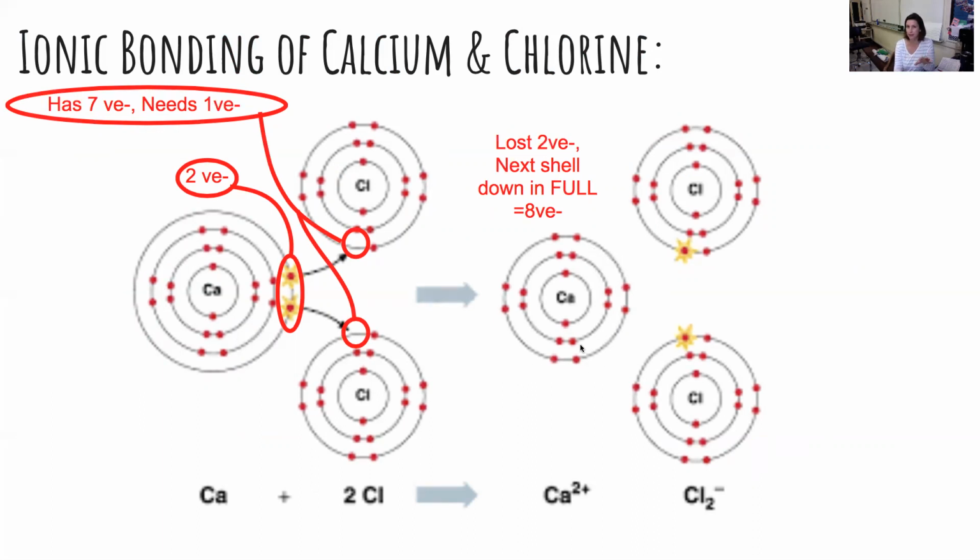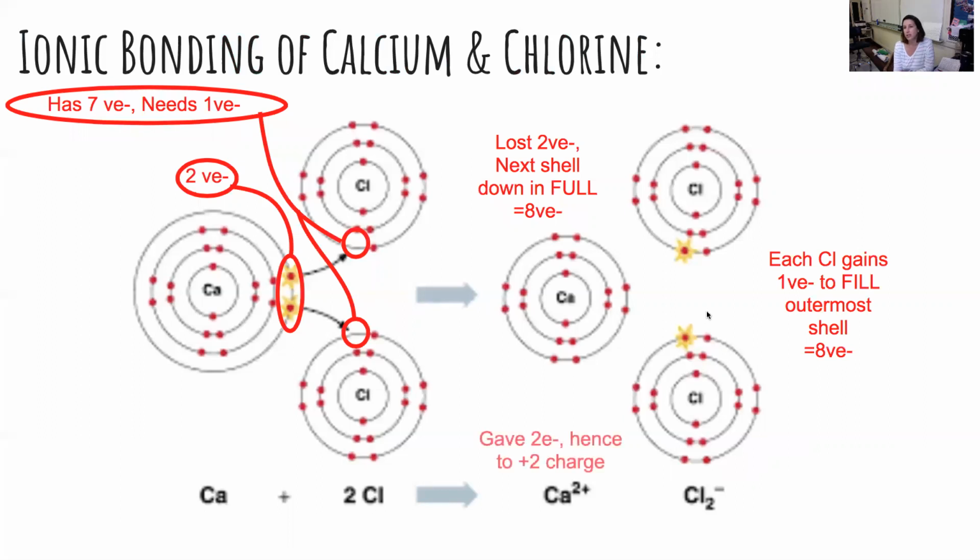So he's happy, he's full. Each chlorine gains 1 valence electron to fill the outermost shell. So since they've got their electron shell full now because they took that 1 that they needed, it's met the octet rule. Now each of those chlorine atoms, now known as chloride, are full, so they've met the valence electron or octet rule. So now they're happy.